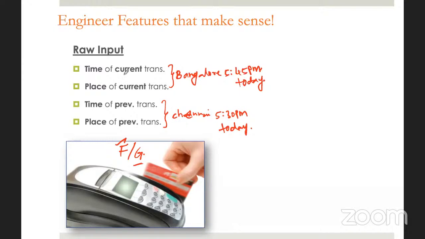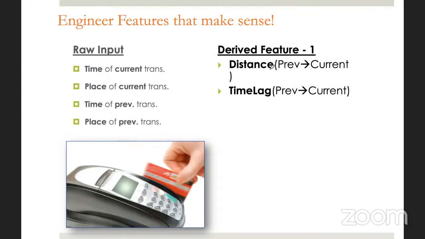Using these four features, we are going to construct new features. The new features are like this. For the first derived feature, we are going to compute the distance between the previous transaction and the current transaction, the distance between these two places.